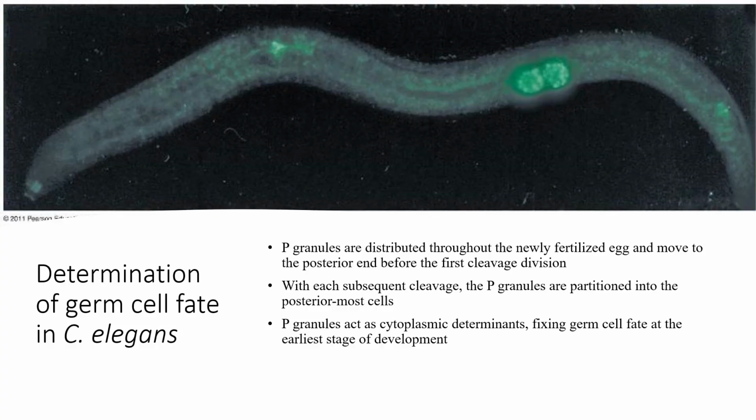So, determination of germ cell fate in C. elegans. As you see here, we have P granules, which are distributed throughout the newly fertilized egg and move to the posterior end before the first cleavage division. With each subsequent cleavage, the P granules are partitioned into posterior-most cells, and P granules act as cytoplasmic determinants, fixing germ cell fate at the earliest stage of the development. So, usually yan mga P granules. Okay?